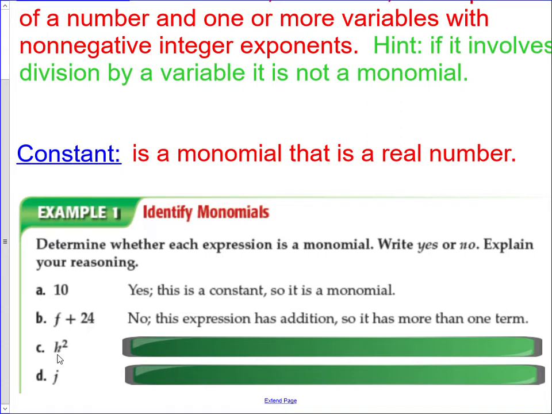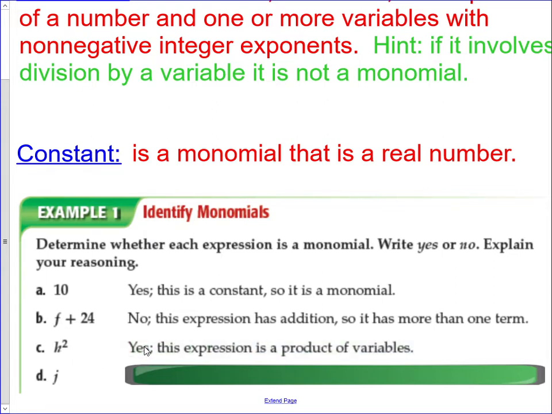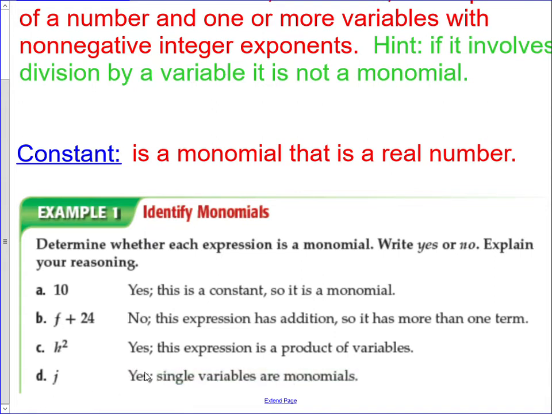The next one is h to the second power. Well, h to the second power means h times h. Well, it's the product of variables, so yes, this is a monomial. The next one is just a single variable. Well, by definition, yes, a single variable is a monomial.